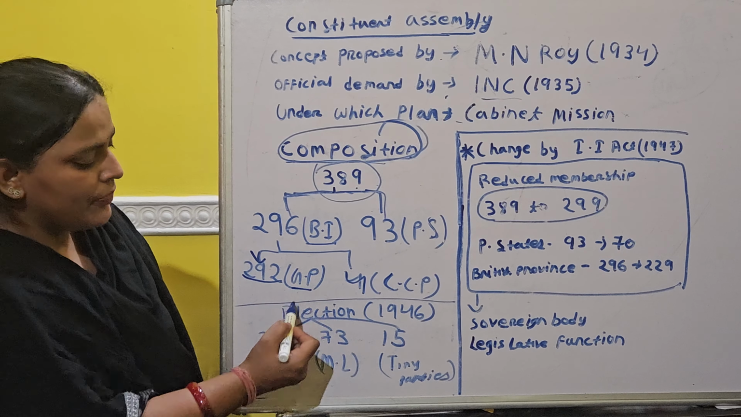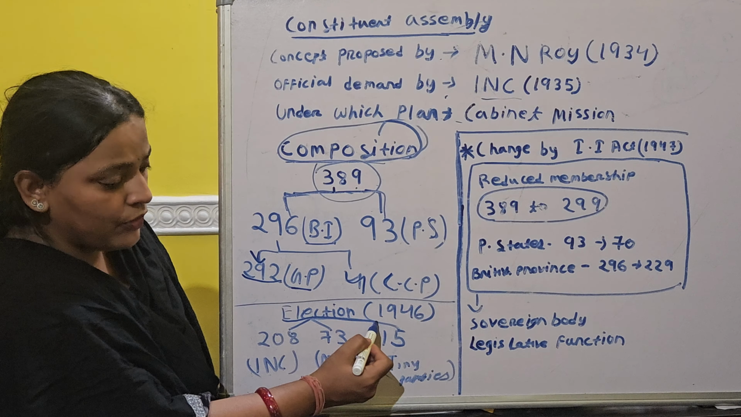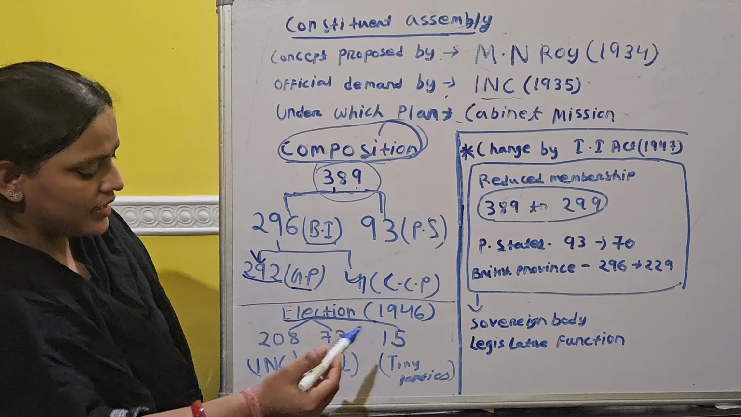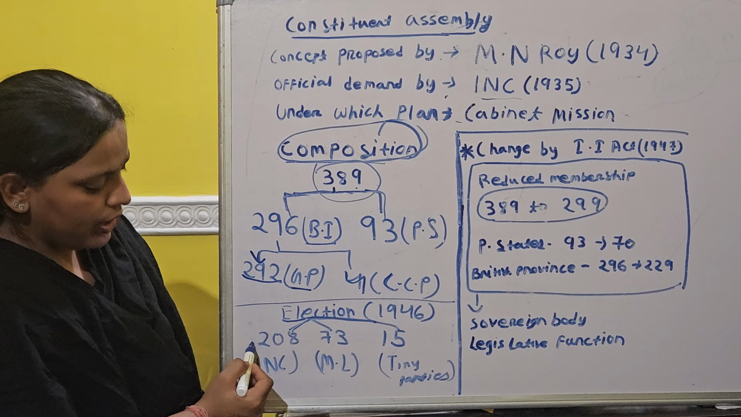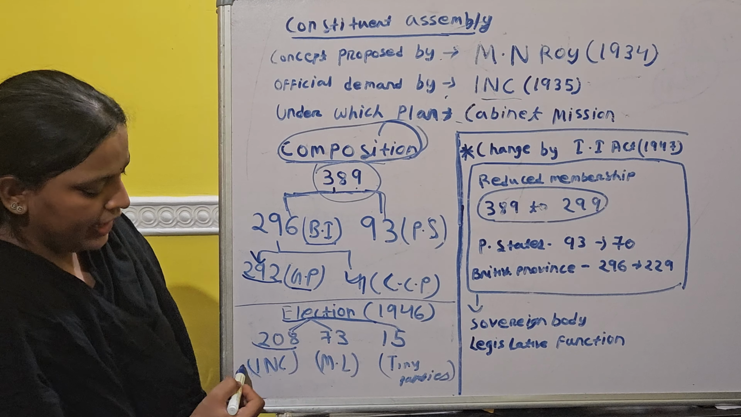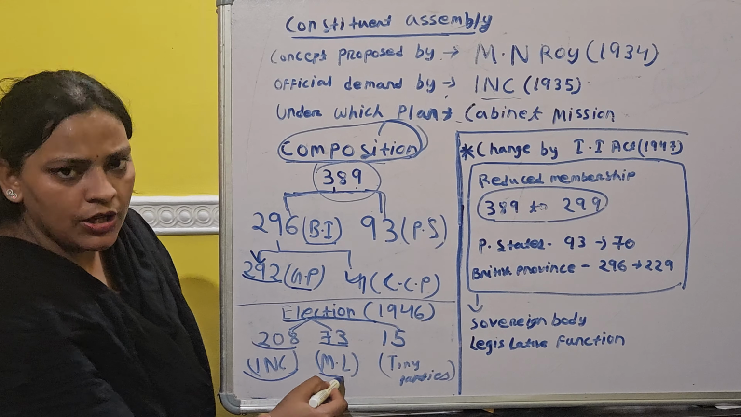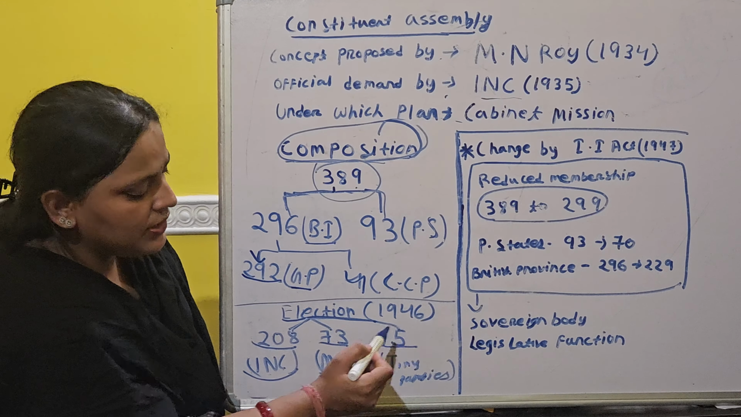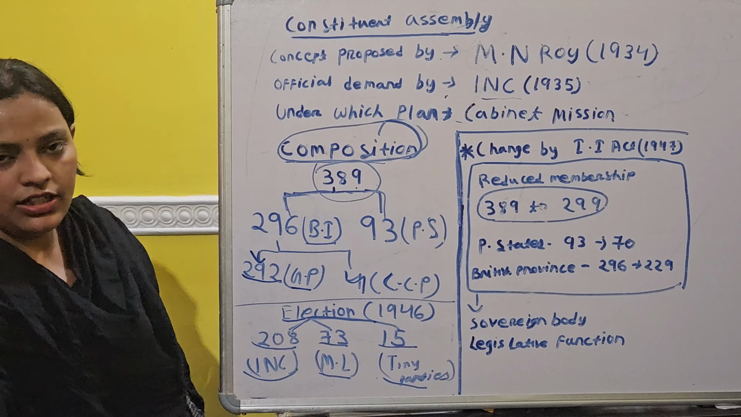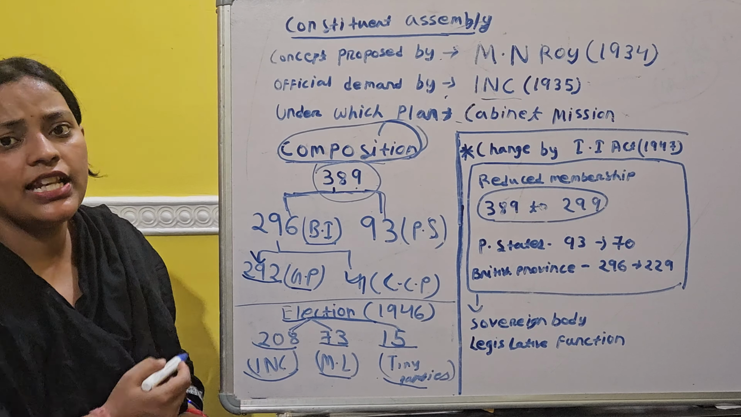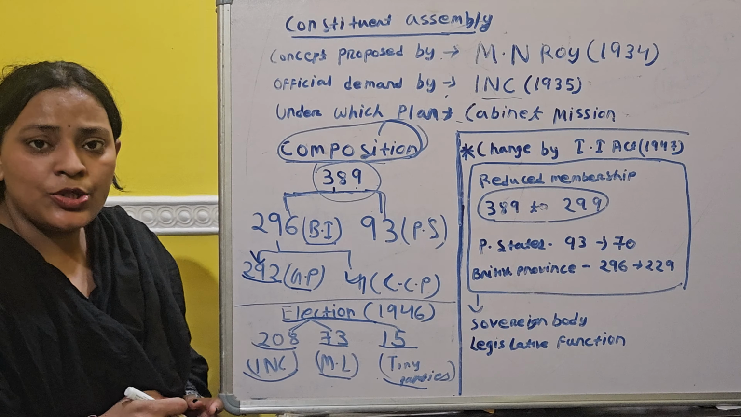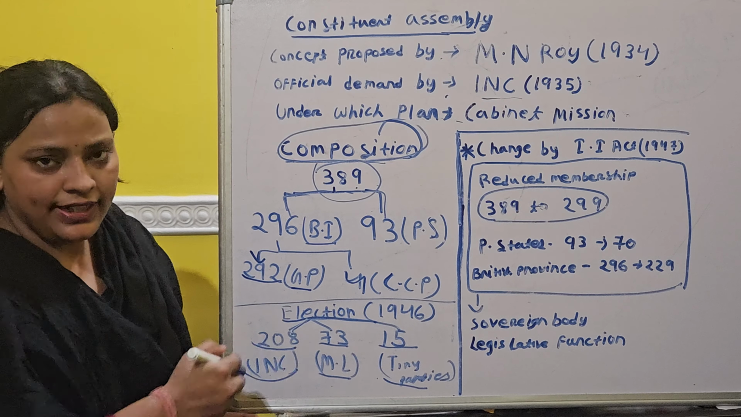Let's talk about the election and the result. What is the election? The election happened in 1946 for the Constituent Assembly, and the result was declared. 208 seats were gained by the INC, the Indian National Congress, 73 by the Muslim League, and 15 seats were taken by the other parties. This is the election result, and the Constituent Assembly members were chosen here.